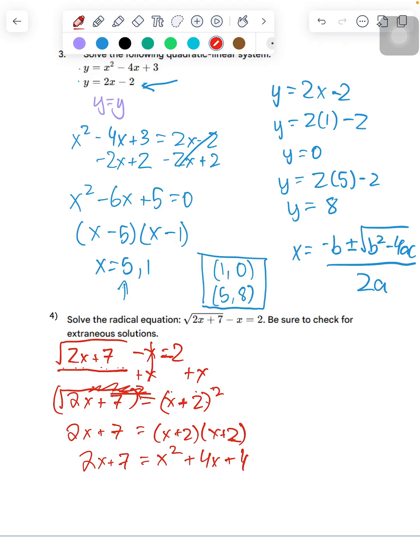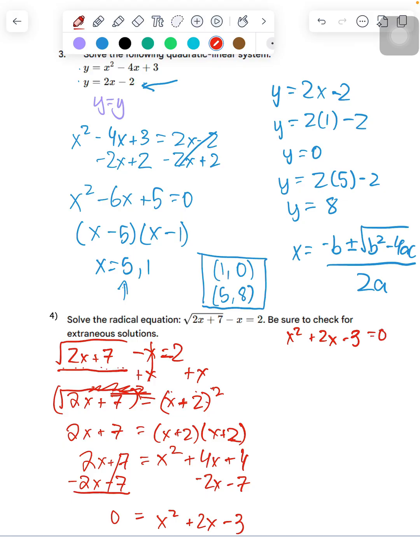This is a quadratic. I have an x squared, so I'm going to set it equal to 0. Minus 2x minus 7 on both sides. That cancels out on the right, and I get 0 equals x squared plus 2x minus 3. Now I'm going to rewrite this over here: x squared plus 2x minus 3 equals 0.